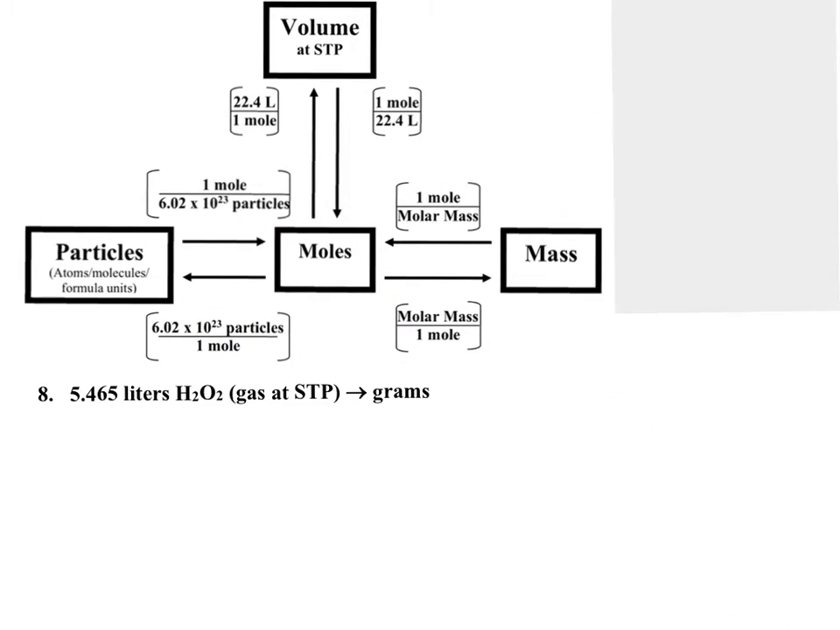Here comes number 8, and it looks like we're starting with hydrogen peroxide in liters. Again, this says that it's a gas at STP. Unfortunately, that's an error in the worksheet, because hydrogen peroxide wouldn't be a gas at STP most likely. We're going to follow along with it and go with it.